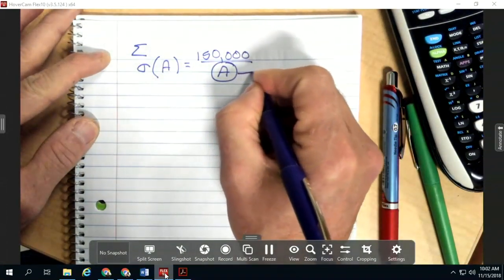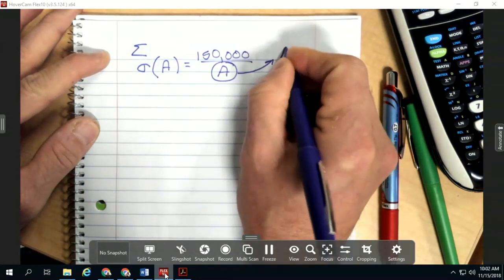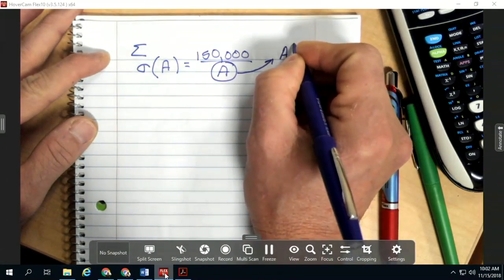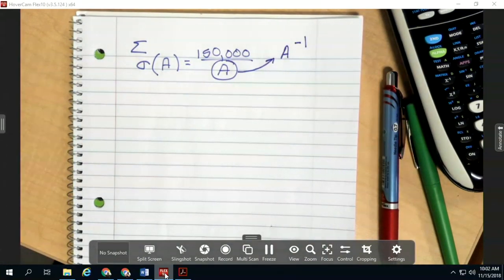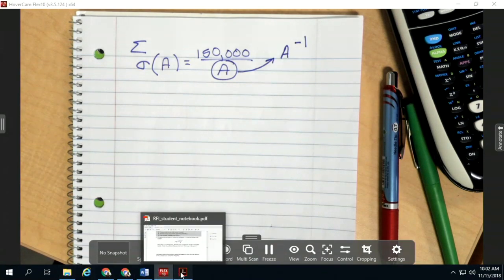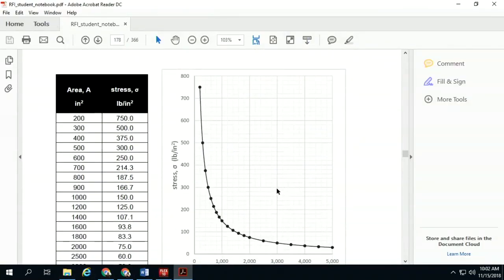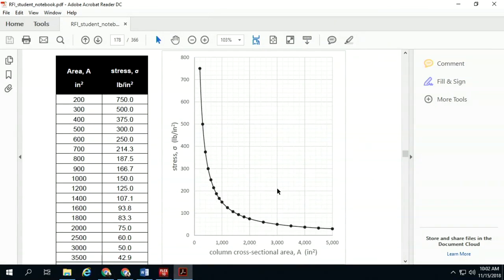A in the denominator is the same as a to the negative 1. So it is a power function, an inverse power. The following graph shows the relationship between stress and area for a beam. Now, you can tell this is an inverse graph, right? Because it gets really, really close to 0.